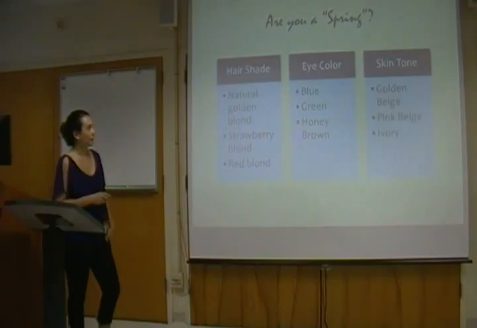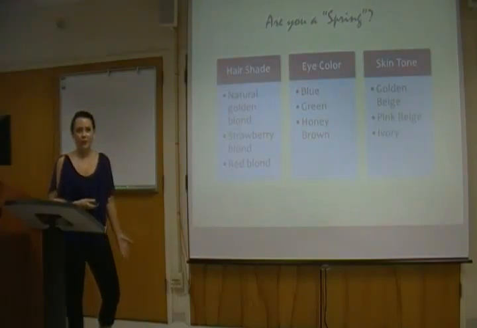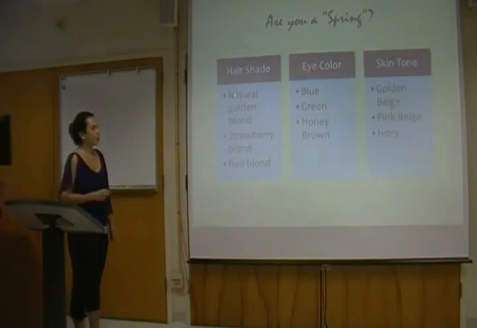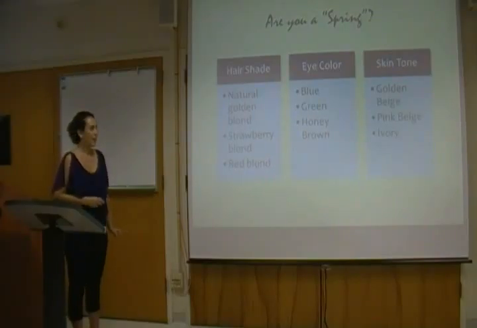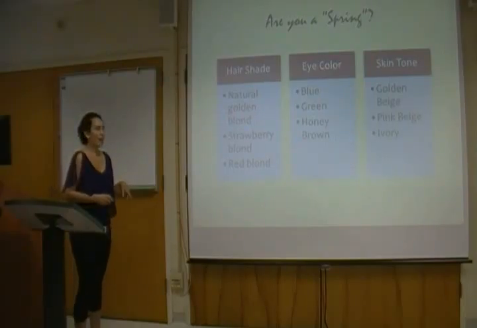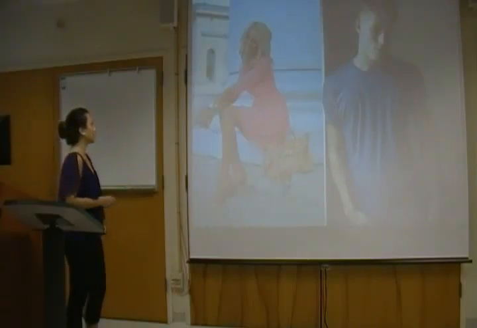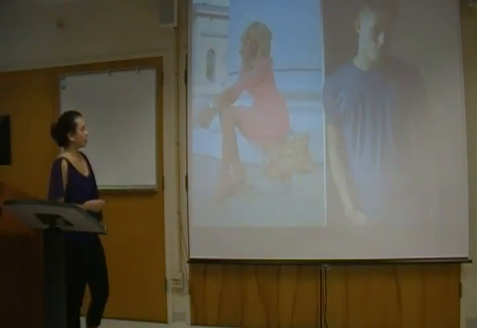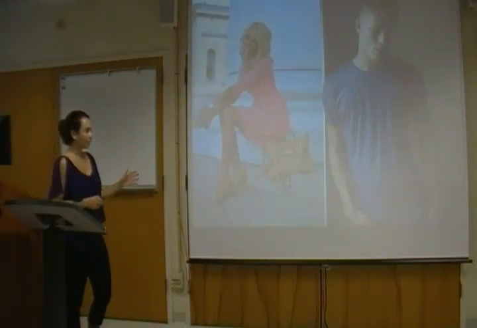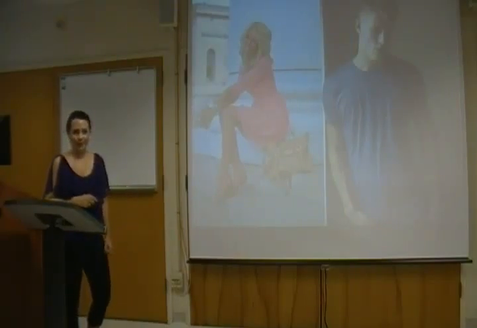And then for your characteristics, how do you know you're spring? For your hair, you need to have natural golden blonde, strawberry blonde, or red blonde. For your eye color, you have to have blue eyes, green eyes, or honey brown. And for your skin tone, you have to have golden beige, pink beige, or ivory. Here are some examples of people who are spring season. We have these 2 individuals with blonde hair, blue eyes, green eyes, and ivory beige skin tone. So these are some examples for spring.